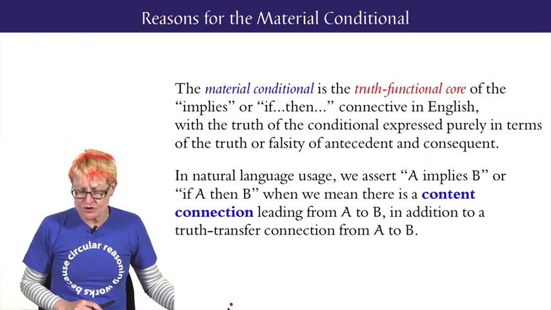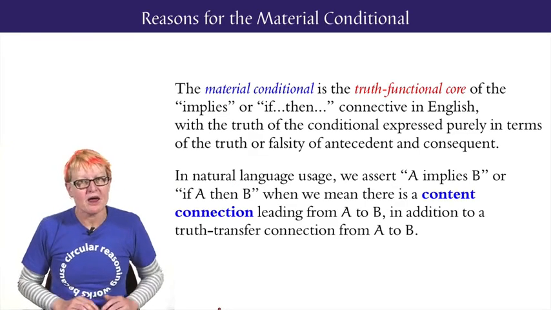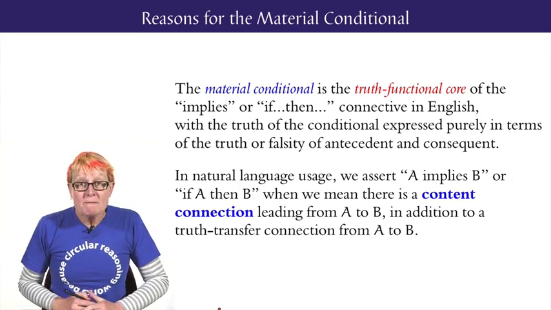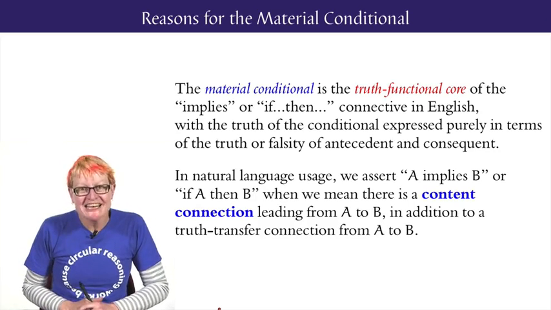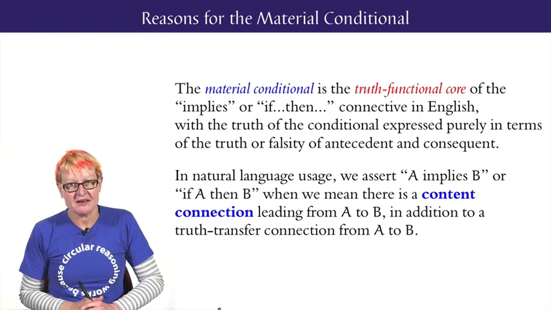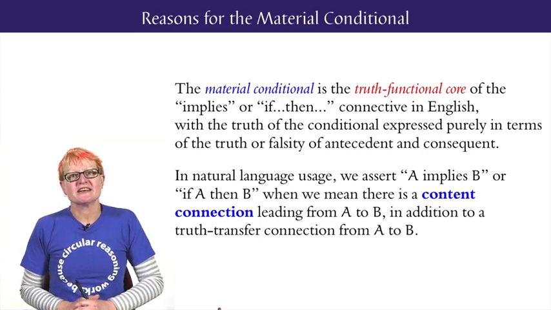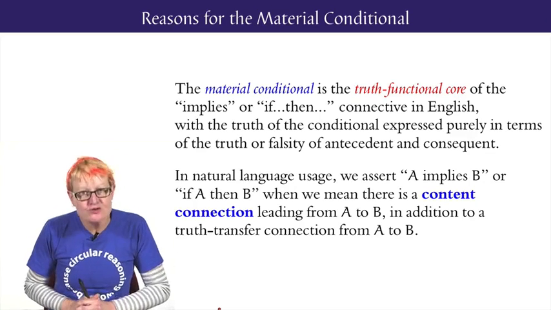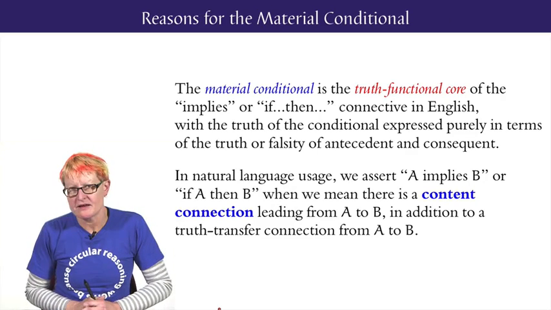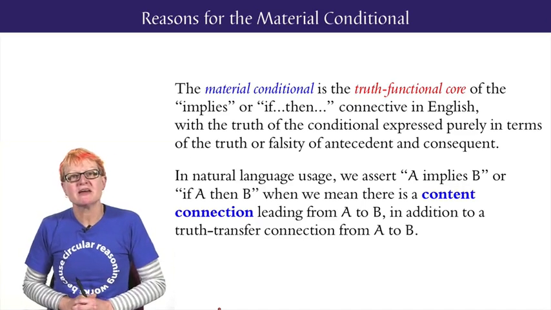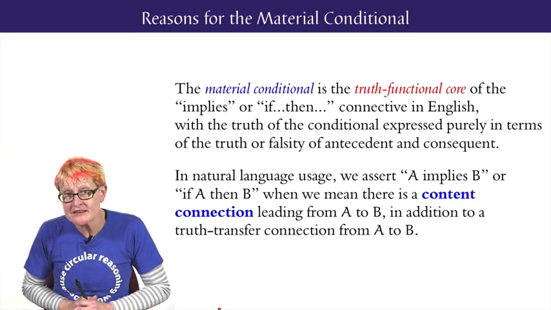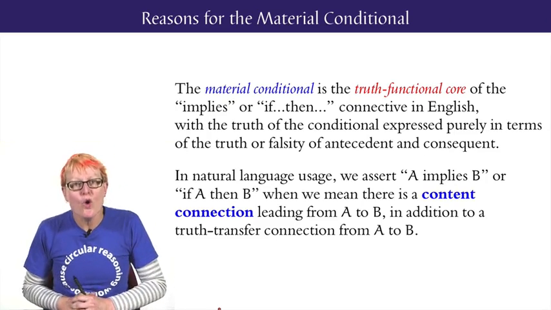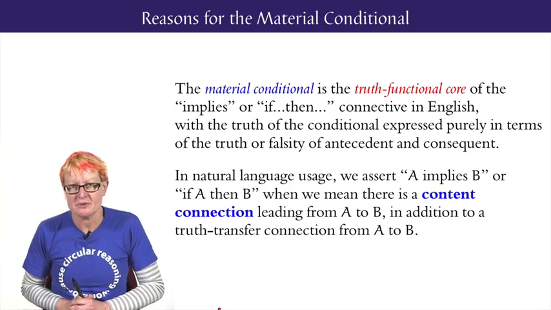In natural language, when we assert A implies B, or if A then B, we mean there is a content connection leading from A to B. To say there is a content connection from A to B is to say more than there is a truth transfer connection from A to B. For example, if the content of propositions A and B are about the occurrence of events, then when we say A implies B, we usually mean that there is a causal connection leading from A to B.